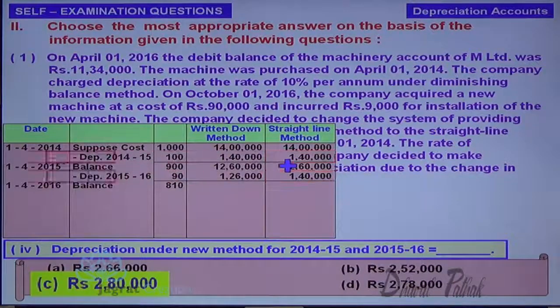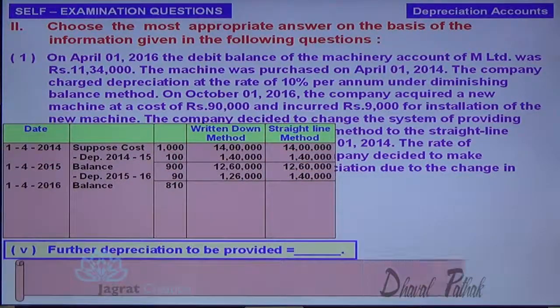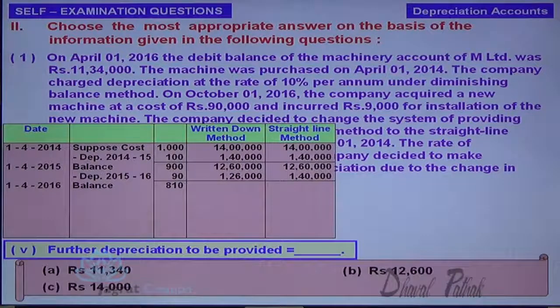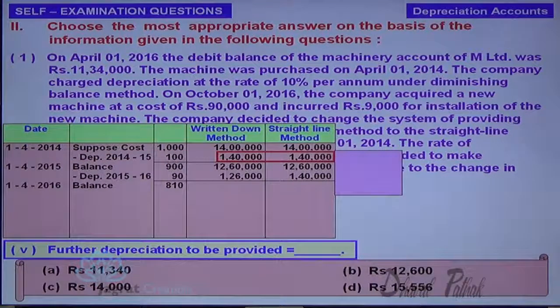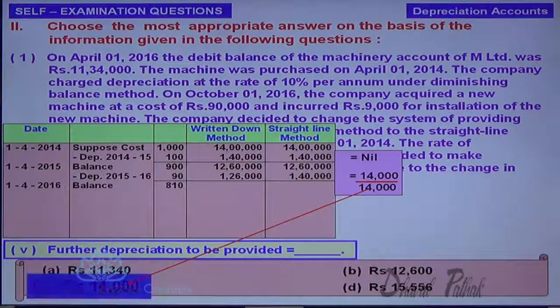Now next, further additional depreciation to be provided, that we can work out by difference. So 1,40,000 minus 1,40,000, the difference is 0. 126 and 140, so additional depreciation required is 14,000. So further depreciation required to be provided by the change in the method of depreciation is 40,000. This is how this question is being worked out.